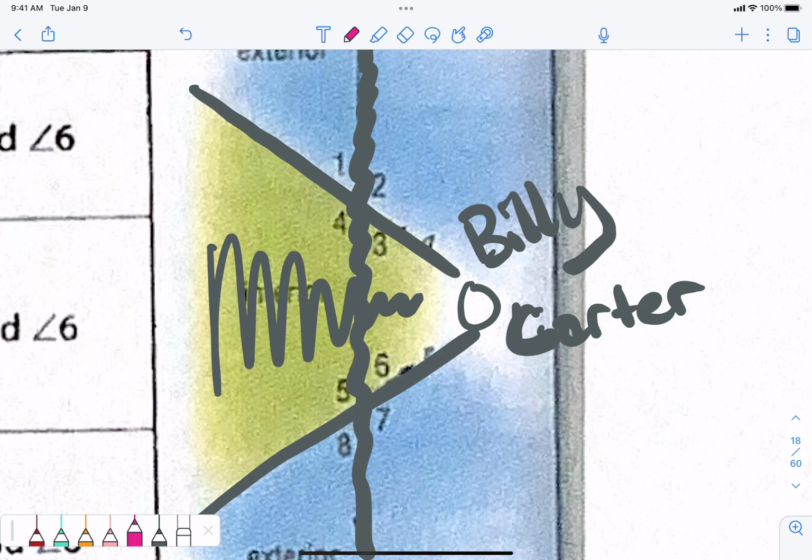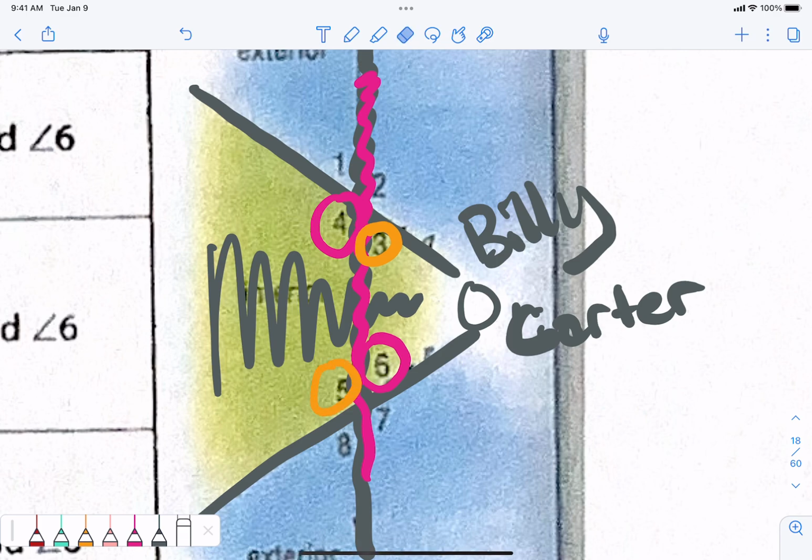Alternate means on opposite sides of this guy, but still inside. So 4 is alternate interior with which one? That looks like a 6 to me. 4 and 6 are alternate. They're on opposite sides. Alternate means opposite. They're on opposite sides of that transversal, but they are still interior. And then 3 would go with 5. Those are alternate. They're on opposite sides, but they are interior, right?